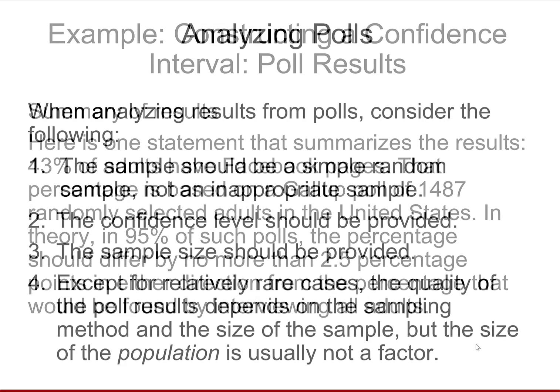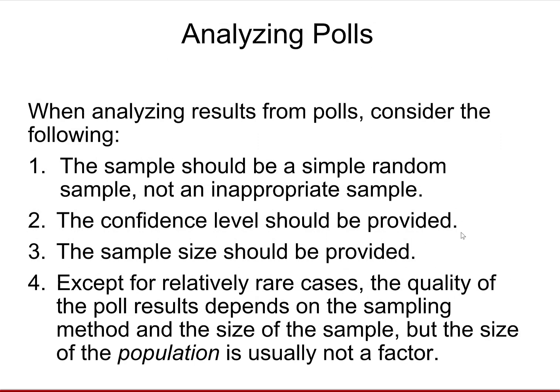When analyzing results from polls, consider the following. The sample should be a simple random sample, not a convenience sample. You should be given the confidence interval, confidence level, and the sample size. The quality depends on the sampling method and the size of the sample, but the size of the population is usually not a factor.